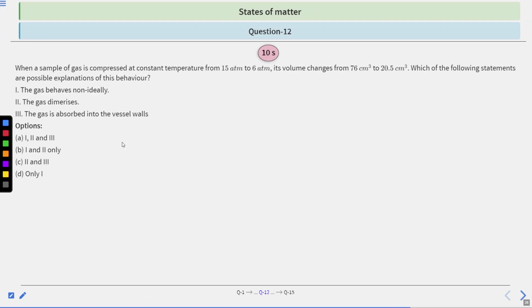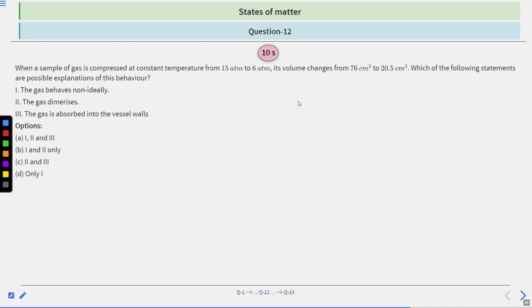Moving on to the next question, that is question number 12. When a sample of gas is compressed at constant temperature from 15 atmosphere to 6 atmosphere, its volume changes from 76 centimeter cube to 20.5 centimeter cube. Which of the following statements are possible explanations of this behavior? First, the gas behaves non-ideally. Second, the gas dimerizes. Third, the gas is absorbed into the vessel walls. So options are first, second and third; first and second only; second and third; only first.